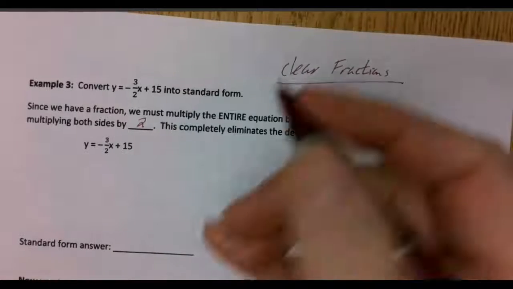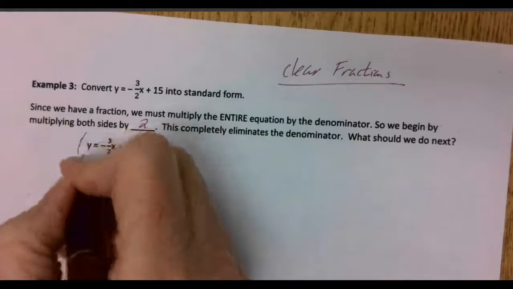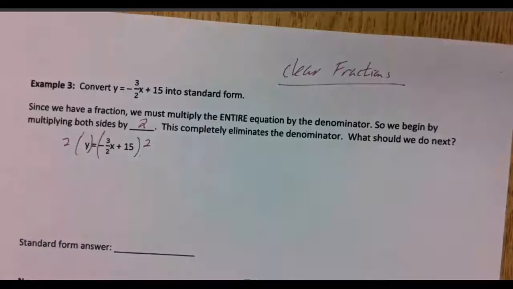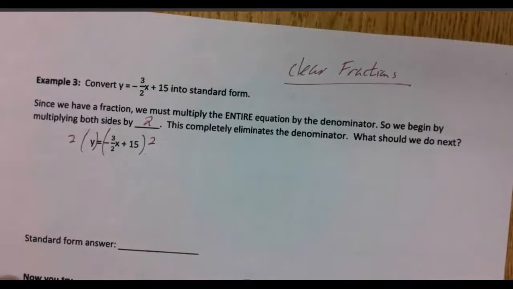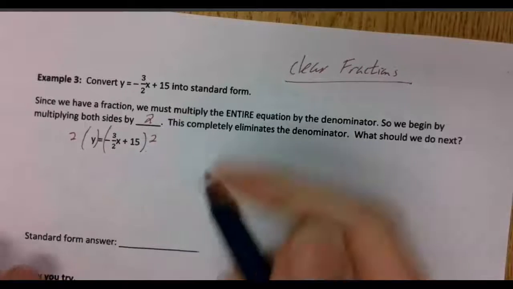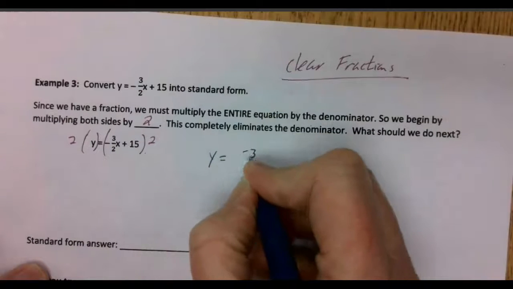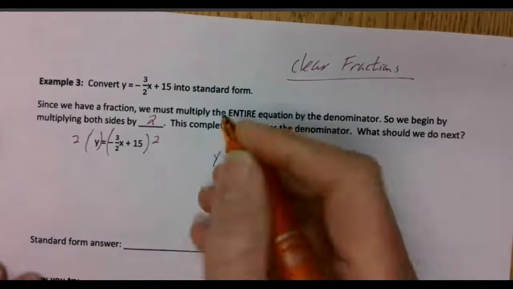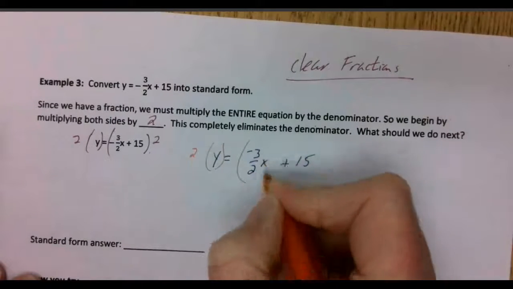So we're going to multiply both sides. Well, when we multiply both sides, look at this. If I multiply this side by 2 and this side by 2, I'd have to distribute it. So the way I like to think of it is we're just going to multiply every single term by 2. So if I have my equation, y equals negative 3/2 x plus 15, I'm going to multiply every single term by that common denominator.